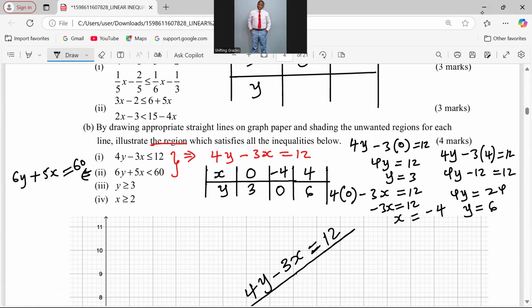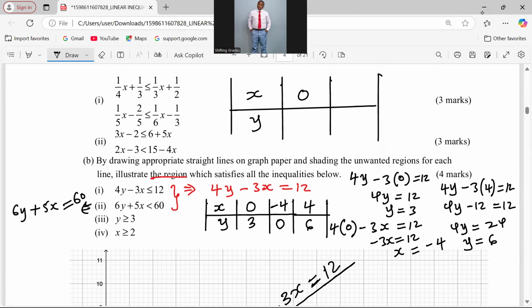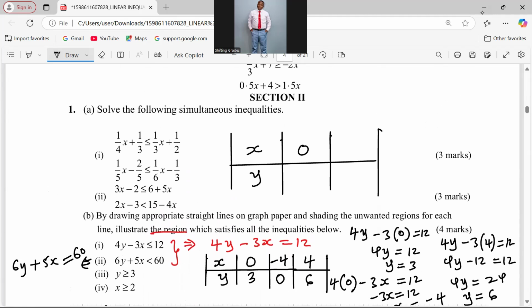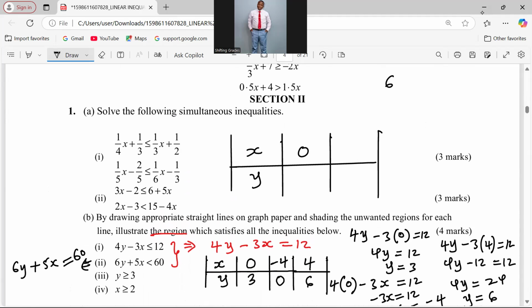So that is what we call the borderline to represent the inequality. Therefore, when x is 0, we can get the value of y by saying 6y plus 5 times 0 equals 60. The other one becomes 0. 6y equals 60, so the value of y equals 10.